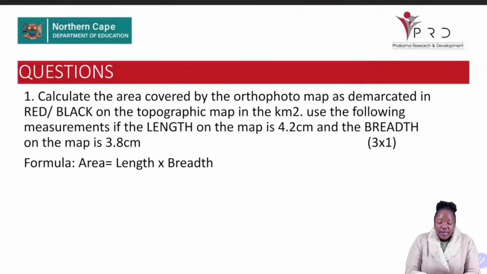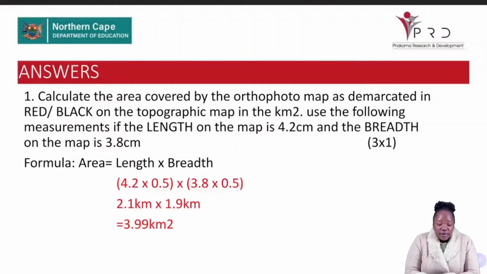Right, my beautiful learners, I hope we are all done. So let us go through the corrections together. As I've said, you were already given the measurements, which means there is no need to remeasure them on your own, because they're already given and it won't be allocated any marks.